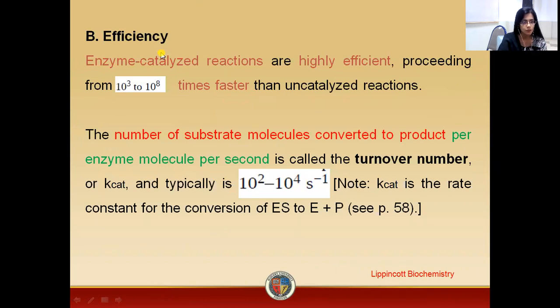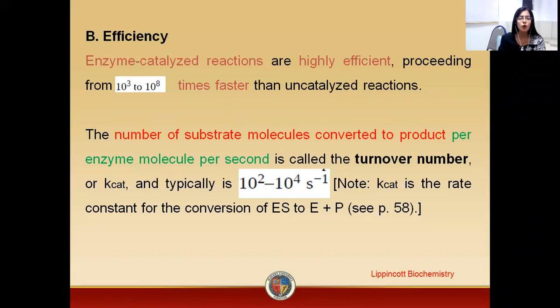Now, what is the efficiency of the reaction? Enzymatic activities are catalyzed by the enzymes. So, enzymes catalyze the reaction at very high velocity, that is from 10 raised to power 3 to 10 raised to power 8 times faster than the normal reaction that does not undergo catalysis.